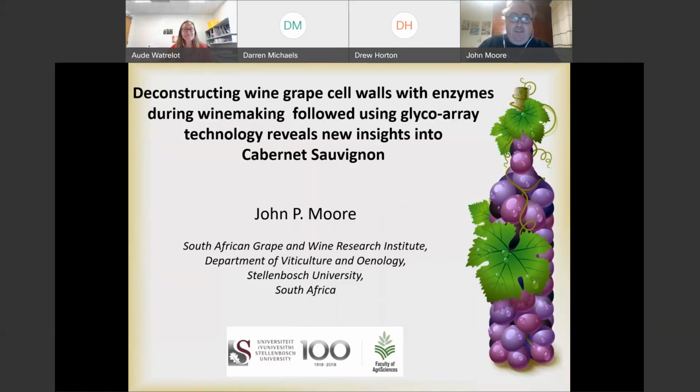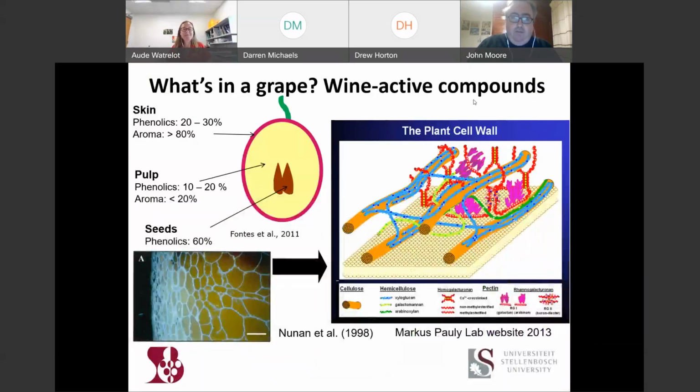We're shifting gears a bit and moving not away from enzymes, but looking at enzymes in the context of grape cell walls. The title of my talk is Deconstructing Wine Grape Cell Walls with Enzymes During Winemaking, followed by glycoarray technology reveals new insights into Cabernet Sauvignon. So obviously it's not a hybrid, but we don't grow hybrids in South Africa. So just more or less what Darren was talking about.